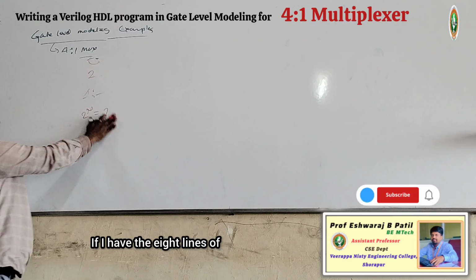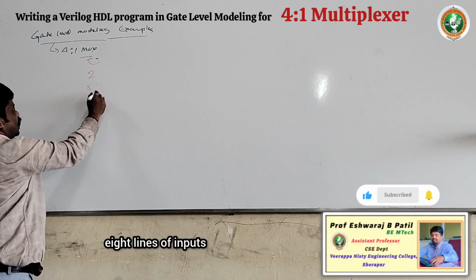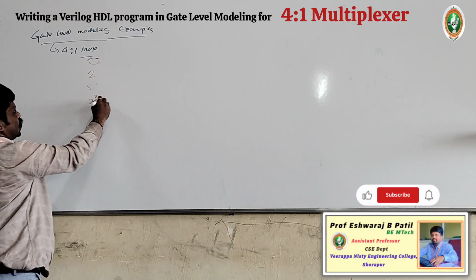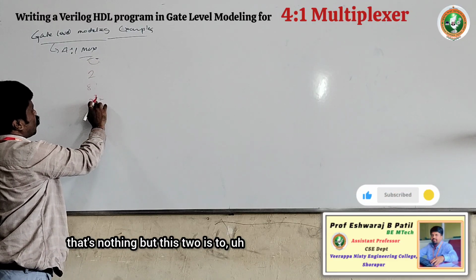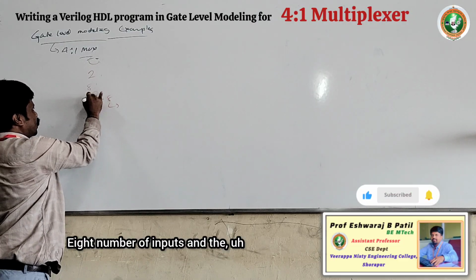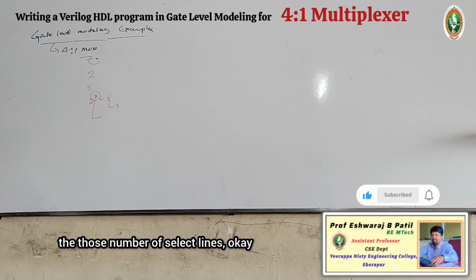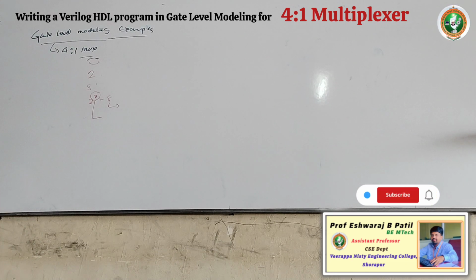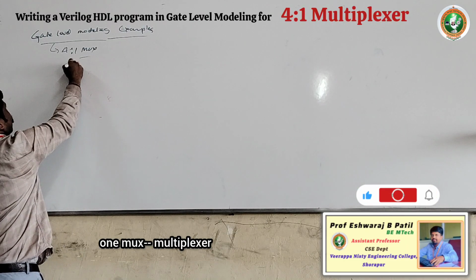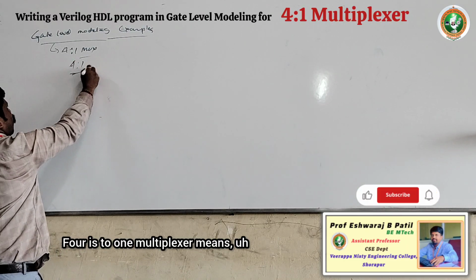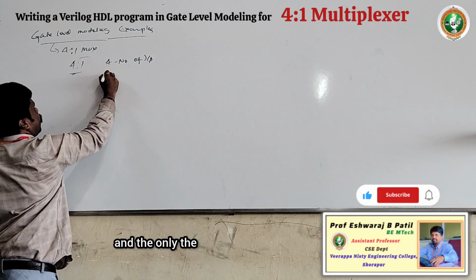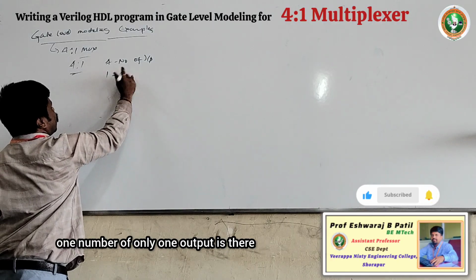If I have 8 inputs, then I should have 8:3, that is 2 to the power of 3, so 3 select lines. Okay, 8 inputs and the power gives the number of select lines. Here we are considering the 4:1 multiplexer. 4:1 multiplexer means 4 inputs and only one output.